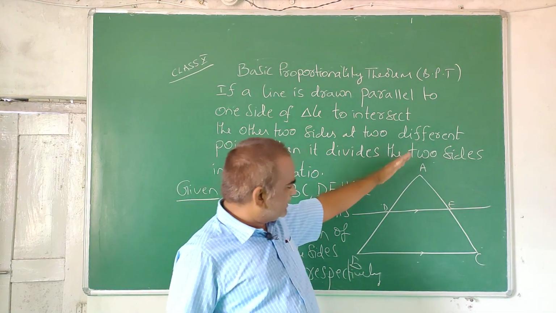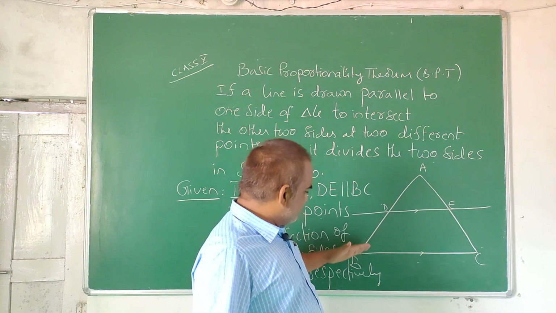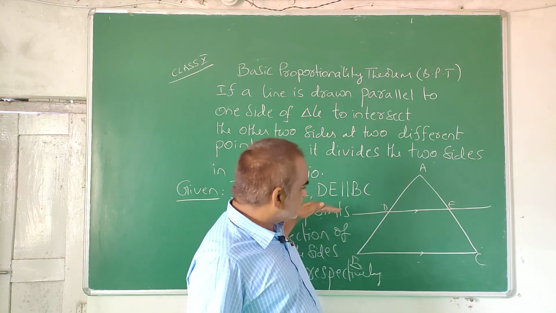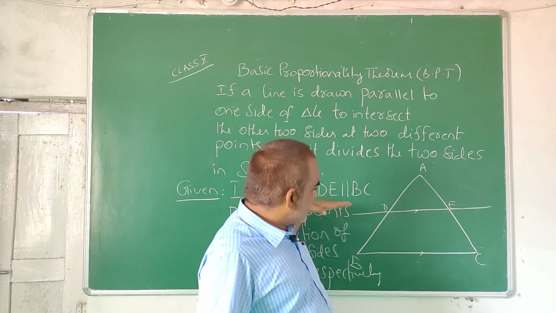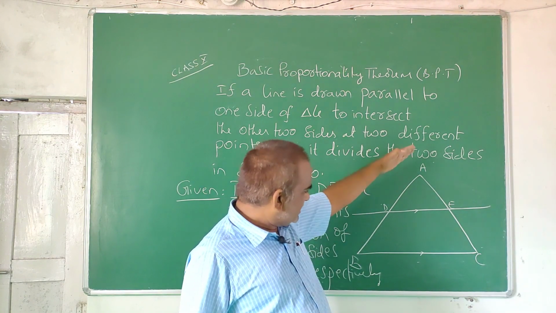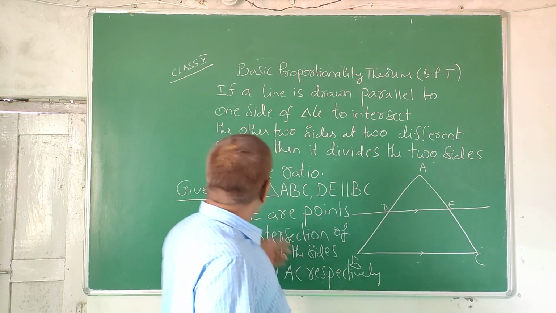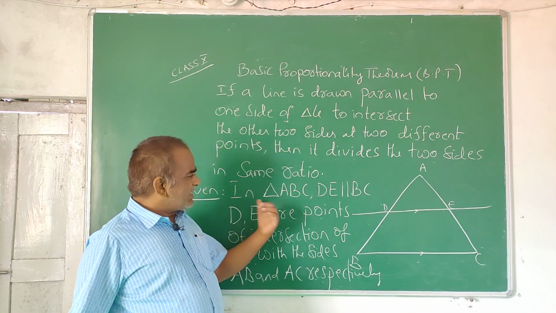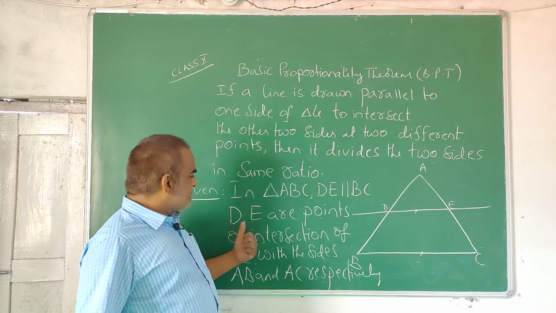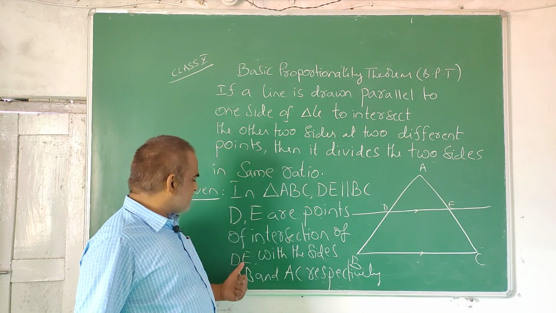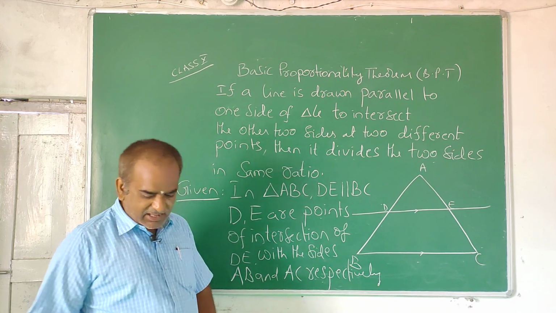So this is a diagram. I took the diagram as triangle ABC. In this, the line DE goes parallel to BC, and this line DE is intersecting AB at D and the side AC at E. That's what I expressed in the given. In triangle ABC, the line DE is parallel to BC. D, E are points of intersection of DE with the sides AB and AC respectively. Understood?